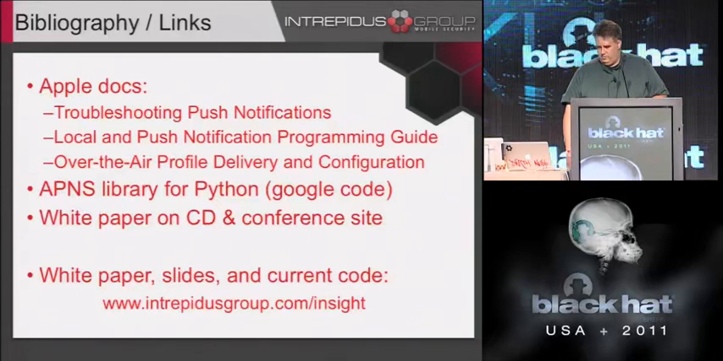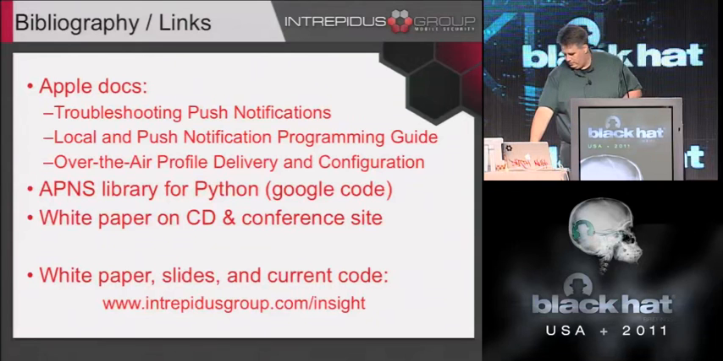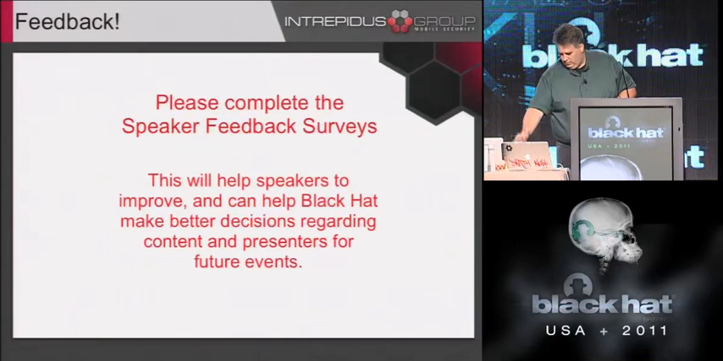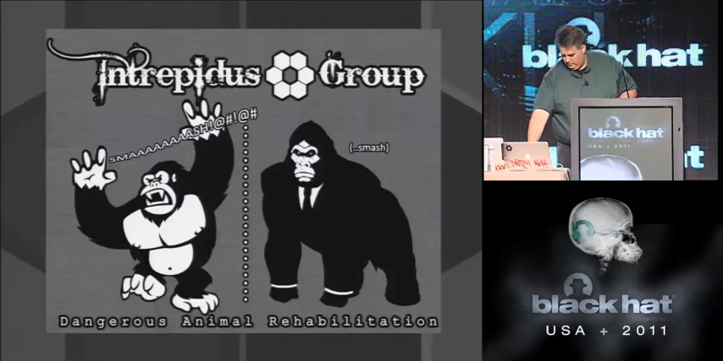Just a quick note about some of the docs I got for information. Apple's got some good stuff, a lot of detail about how their push notifications work. Very good document on over-the-air profile delivery, where they go into all that SCEP stuff that just drove me crazy. I told you I use the APNS library for Python. Everything else is on the conference site, and eventually we'll put it up on our corporate website as well. So again, don't forget the speaker surveys, and that's that.